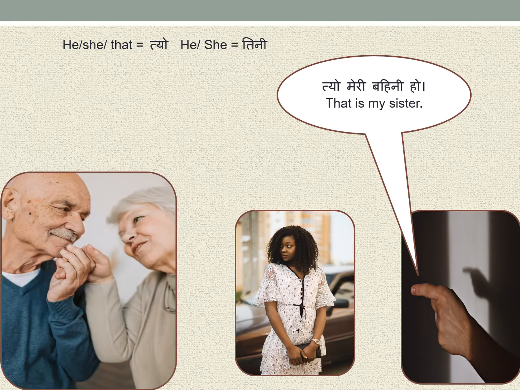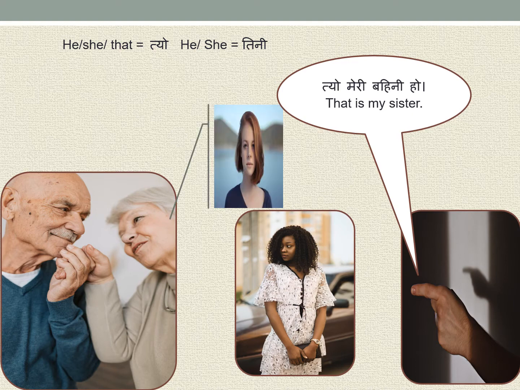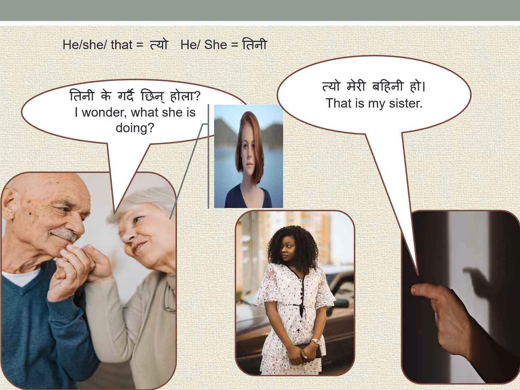And another example of tini, here is an elderly couple, and they are thinking about their grandchildren. Maybe they haven't seen her for a while, so one of them, the grandmother, is saying, तिनी के गर्दै छिन् होला, which means I wonder what she is doing. So like this you can use त्यो and तिनी.